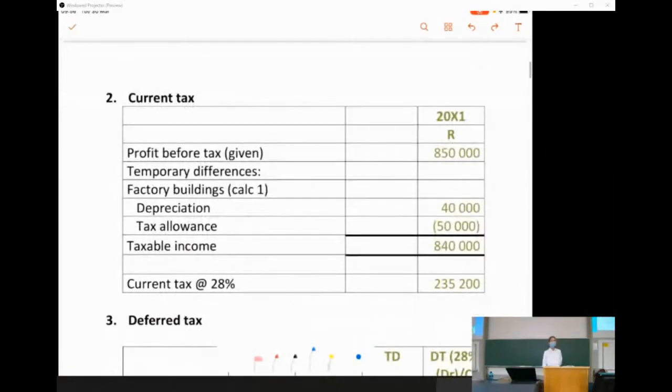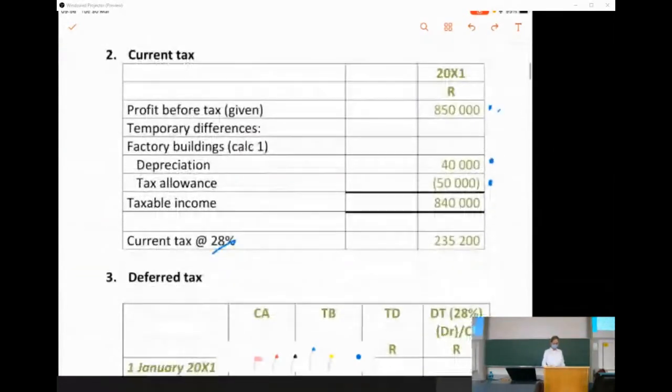Good, so current tax for X1, they gave us our profit at the beginning of the year. And then we have to obviously add back the depreciation and deduct the tax allowance, giving us our taxable income. Multiply that by 28%, and that gives us our income tax expense. So the income tax expense is going to be that journal number 4 that we have to do. Oh, no, it's going to be journal number 3. The numbering on your page is wrong, you'll see. But anyway, this is going to be our journal number 3, which we're going to do. We have to debit the income tax expense and credit our income tax payable.